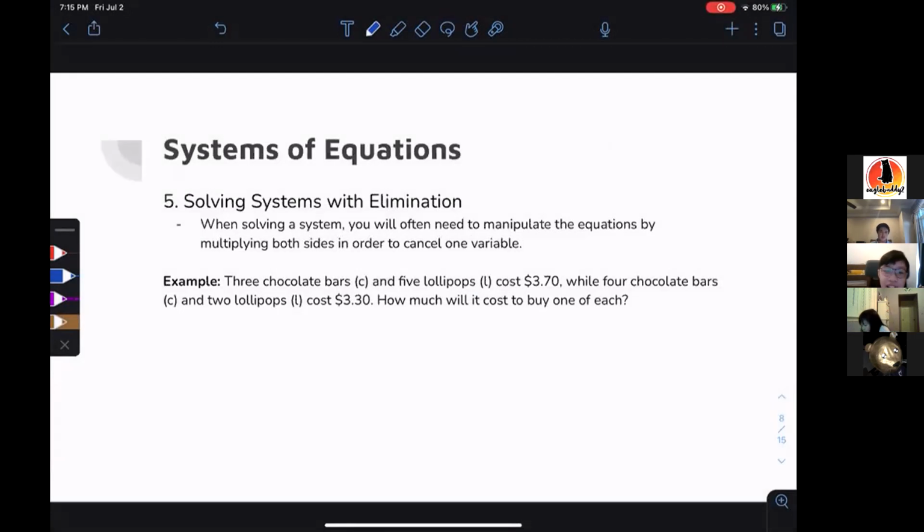Right, so first I'll just write down our equations here. 3c plus 5l is equal to 3.7. Then we have 4c plus 2l is equal to 3.3. And then I'll give everybody a couple minutes to solve this one. And as always, just send me your answer when you're done. I'll check it.